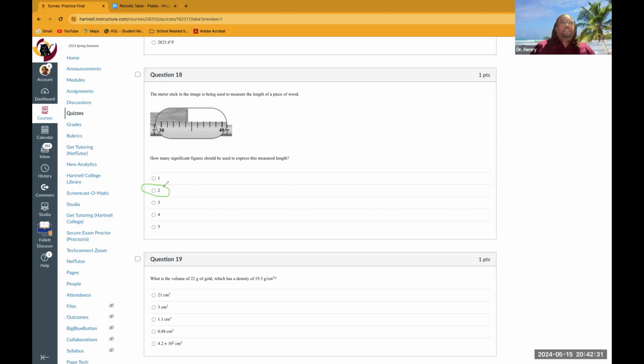That's the crappy thing about motion detection. If you don't move enough, lights go out on you.